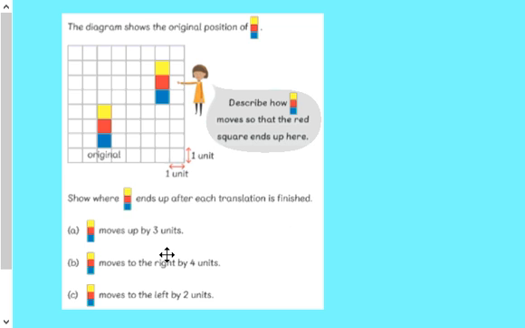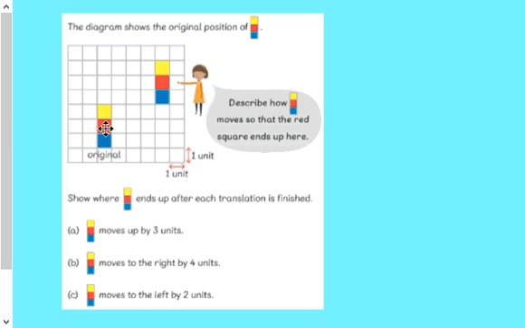Okay, so this was the original shape, and it had to end up here. So you had to decide which of these statements down here are correct, and which one is not quite right. The first one says that it moves up by 3 units. Well, the red square will eventually move up by 3 units. I think the best way to carry out this question is to actually make the translation and then look at the statements.